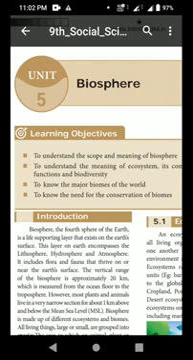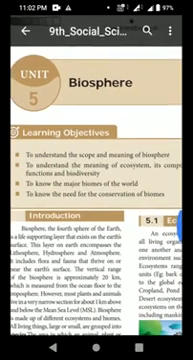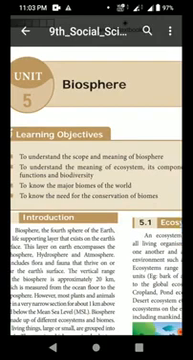So what do you mean by this biosphere? Biosphere is the sphere where life exists, isn't it? So this is the 4th sphere of the earth. So what are the objectives of this biosphere? The scope and meaning of the biosphere and ecosystem, its components, functions and biodiversities, and about the major biomes of the world, and to know about the need for the conservation of biomes.